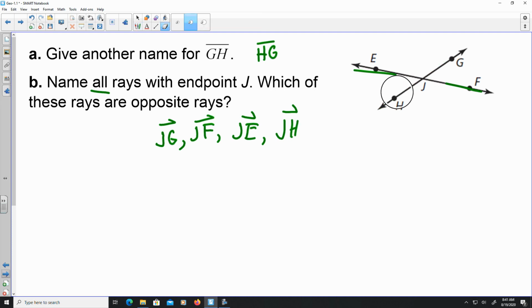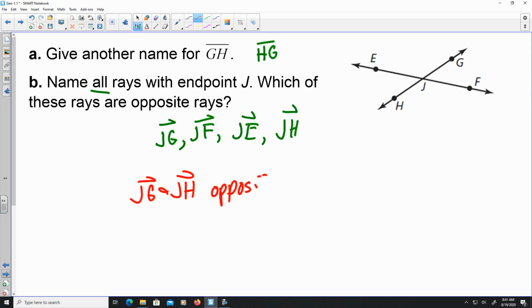With that, they also wanted to know which ones are the opposite rays. So what we can conclude is that ray JG and ray JH are opposite rays. And I could also say that JE and JF are also opposite rays.